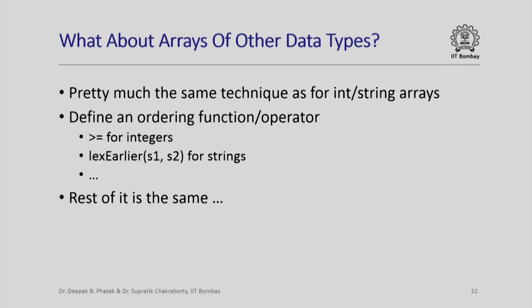Now what about arrays of other data types? By now you must have figured out that what worked for integers pretty much worked for strings, modulo that comparison operator. So this should now work for other data types as well. All we need to do is to define an ordering function or operator. We use greater than or equal to for integers when sorting in decreasing order. We used lex earlier for strings when sorting in lexicographically increasing order. We need to define a similar operator if I want to sort an array of another data type. The rest of it is exactly the same.